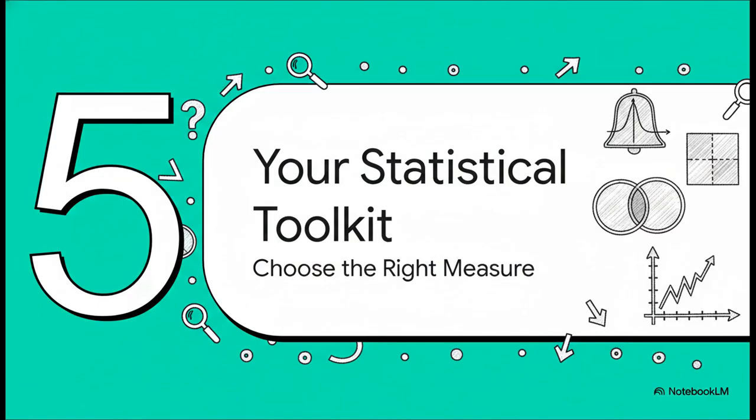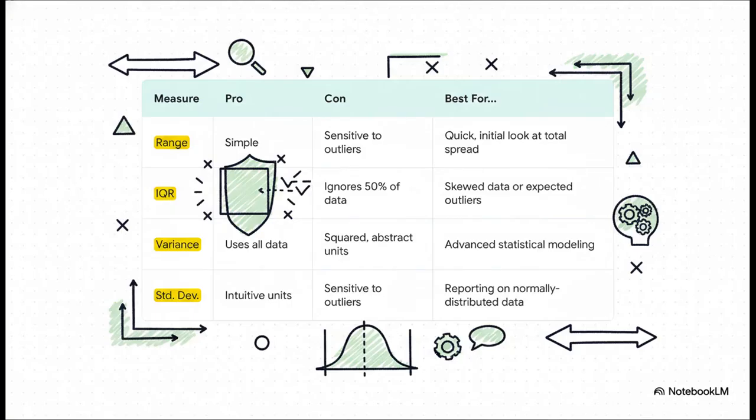We've got 4 powerful tools, and now you know that each one has its own special purpose. It's all about choosing the right measure for the job. So here's your cheat sheet, the big takeaway. Grab the range when you just need a quick and dirty first look. Reach for the IQR whenever you've got skewed data or you're worried about outliers. You'll use variance when you're deep in the weeds of advanced statistical modeling. And for almost everything else, for clear, practical reporting on data that's more or less normally distributed, standard deviation is going to be your best friend.